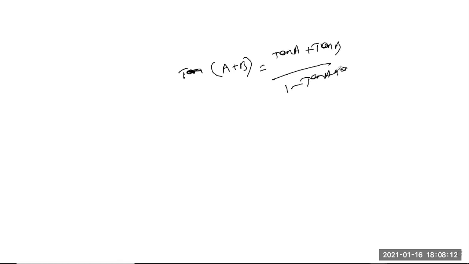Now what is tan(A plus B)? It's (tan A plus tan B) by (1 minus tan A tan B). So what is tan(A minus B)? You get minus here and plus there: (tan A minus tan B) by (1 plus tan A tan B). These are the fundamentals, again I'm saying. Without this you cannot solve anything in properties of triangles. You should always know this.